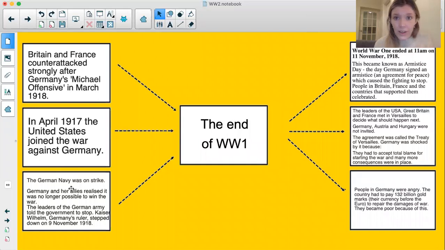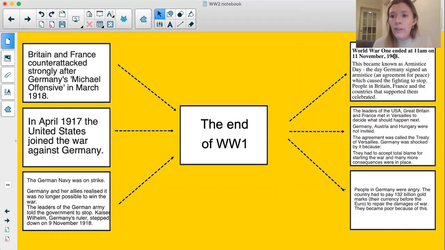Another cause that led to the end of World War One was that the German Navy went on strike, and Germany and her allies realised it was no longer possible to win the war. The leaders of the German army told the government to stop. Kaiser Wilhelm, Germany's ruler, stepped down on the 9th of January 1918. So some say it was the leaders of the German army that told the government to stop at that point. That said a lot. And then we look at the effects.